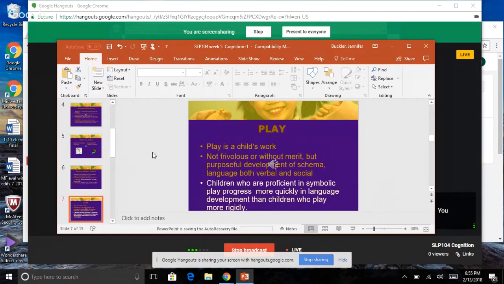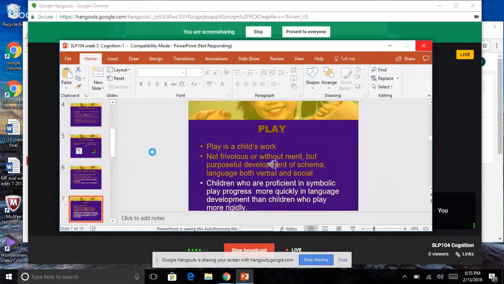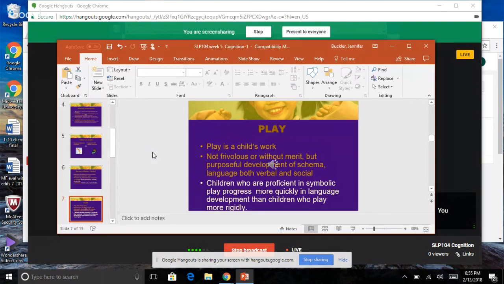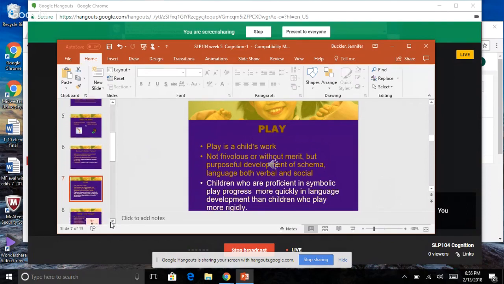Play is a child's work. Children who are proficient at play tend to develop language more quickly than children who are more rigid or more formal in their thinking. So children who can do imaginary or symbolic play tend to have higher language skills and more advanced language skills than those children who tend to not have developed the idea of play well.